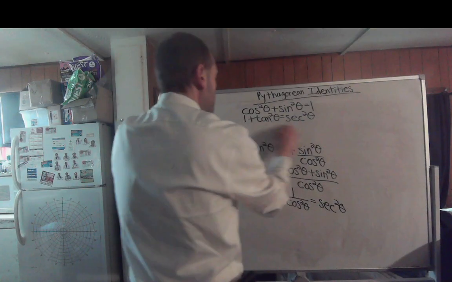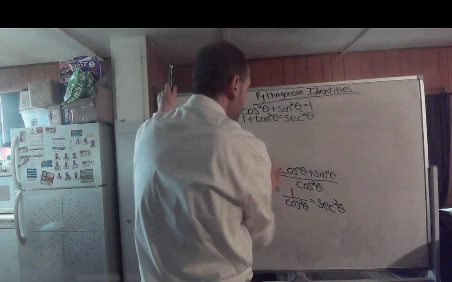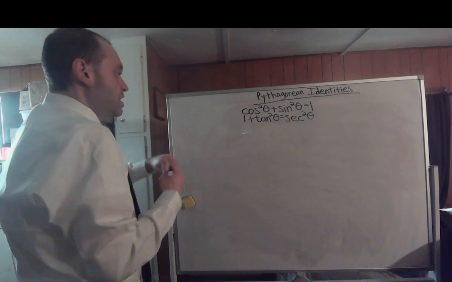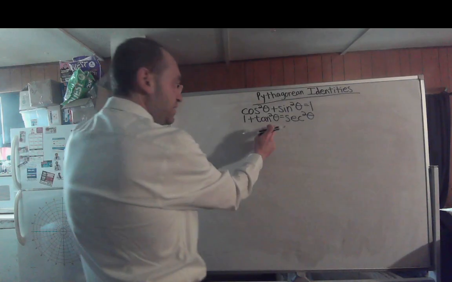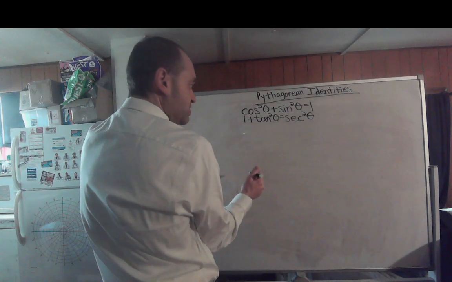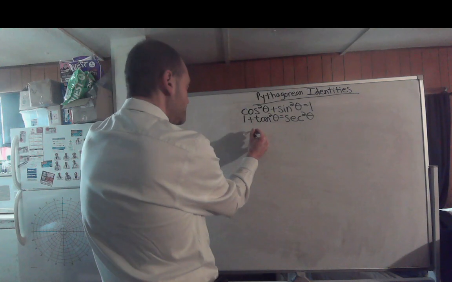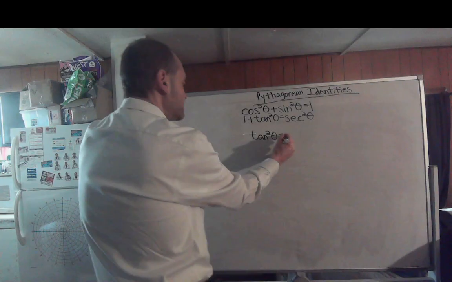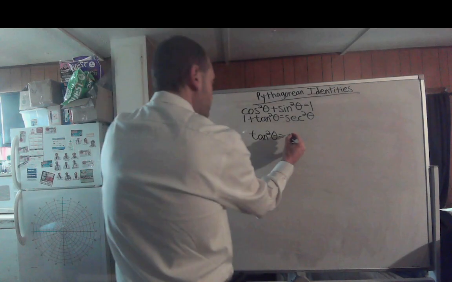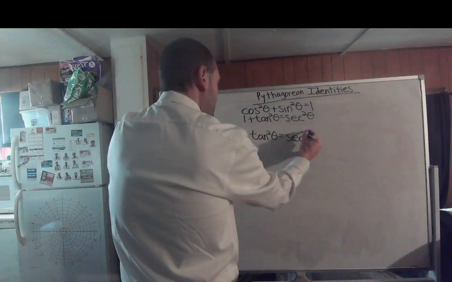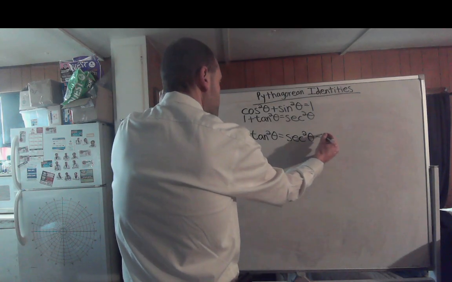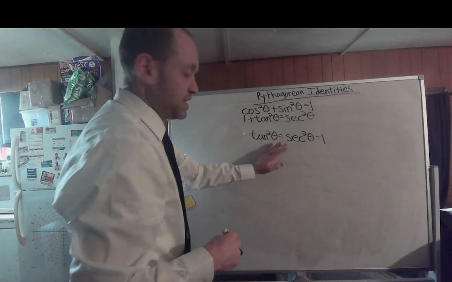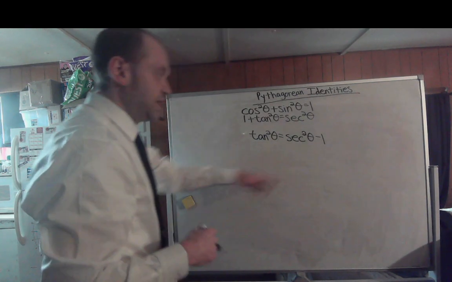Especially in Calc 2. Maybe a little bit in Calc 1, but Calc 2, they really hit it heavy with the trig. And of course, off of this 1 plus tangent squared of theta, you can also say that the tangent squared of theta, if you wanted to get that by itself, is equal to the secant squared of theta minus 1. That's another way you can twist the tangent function around into a secant.